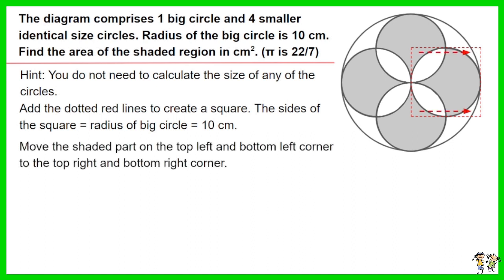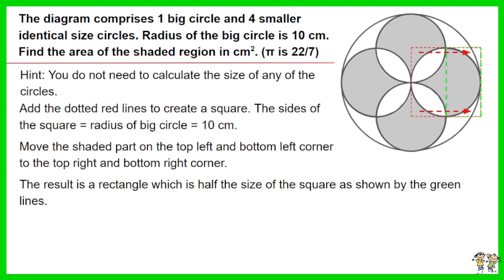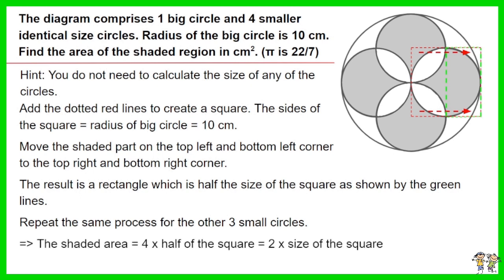Move the shaded part on the top left and bottom left corner to the top right and bottom right corner as shown on the diagram. The result is a rectangle, which is half the size of the square as shown by the green lines. Repeat the same process for the other 3 small circles. Thus the shaded area equals 4 times half of the square equals 2 times size of the square. Work out the equation. The answer is 200 centimeters squared.